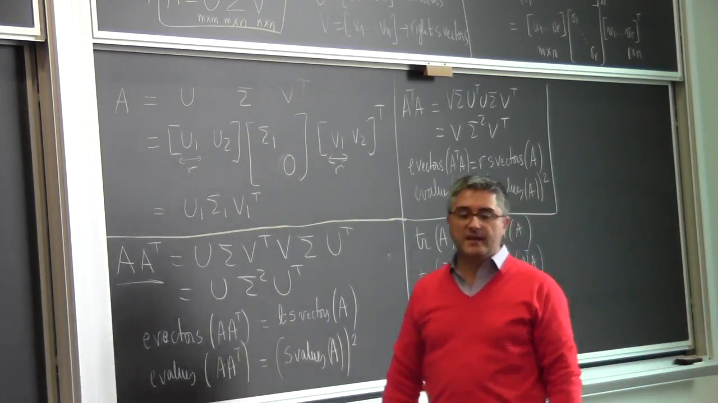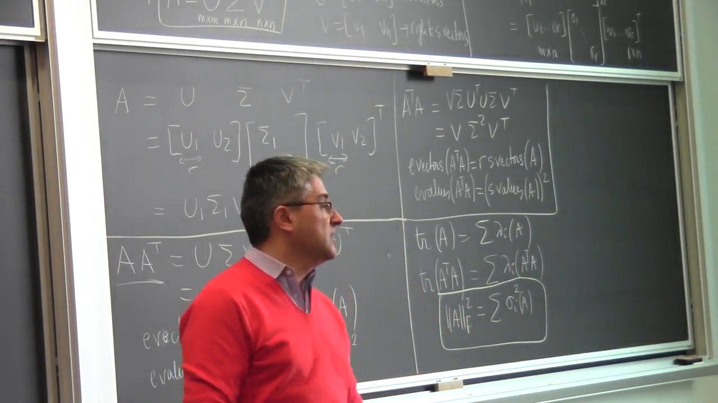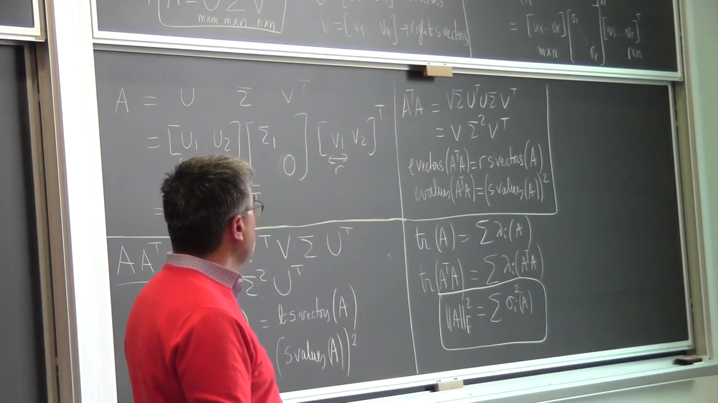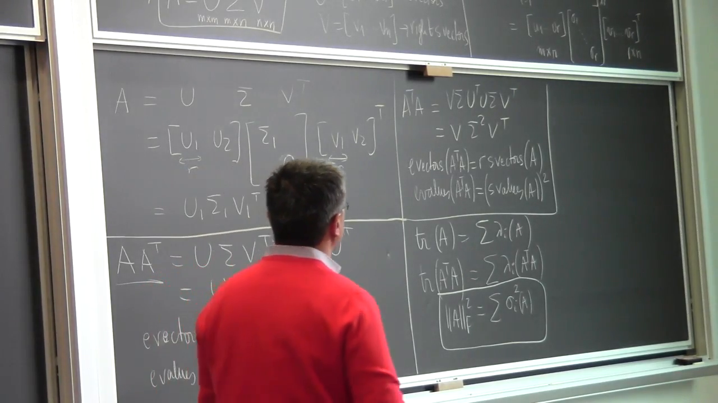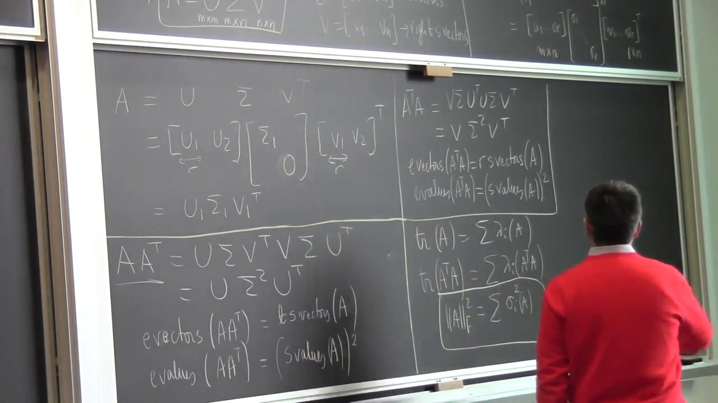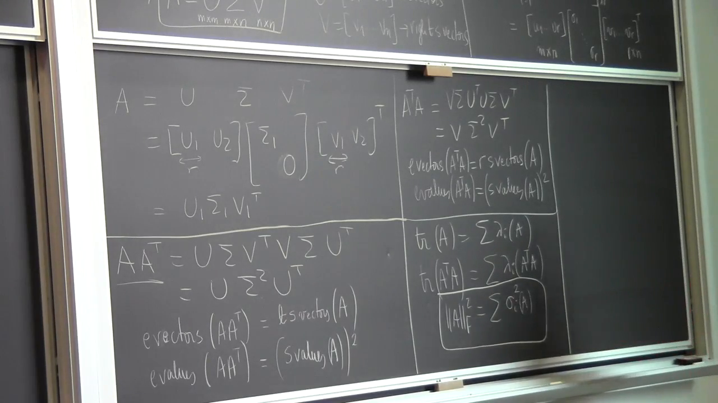So that gives us another property that we're going to be using heavily, which is that the Frobenius norm of a matrix squared is the sum of the squares of the singular values of that matrix. Was there a question? No? Is that clear?